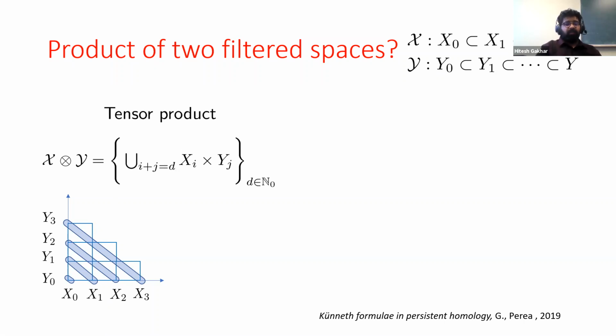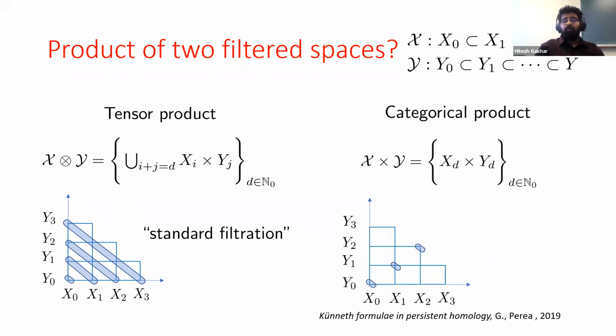This product filtration is a filtration where at index D you have the union of all Xi cross Yj's where i and j add up to D. And outside of the context of persistence, this has been the most standard choice of filtering topological spaces across the history of algebraic topology.